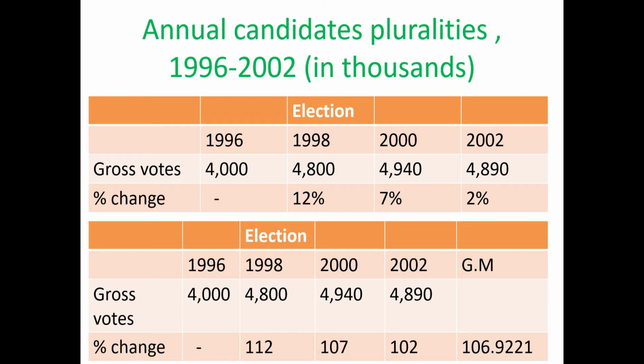Now, the annual candidate's polled votes, in thousands, from 1996 to 2002 are calculated. Gross votes: 4,000 thousand, 4,800, 4,940 and 4,890. So the percentage changes are 12%, 7% and 2%, and that's how we calculated the growth rate. But if we just see the percentage changes in the form of 112, 107, 102, the geometric mean comes out to be 106.92221 if we use this formula.